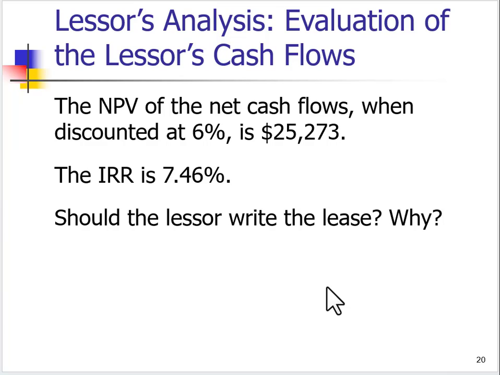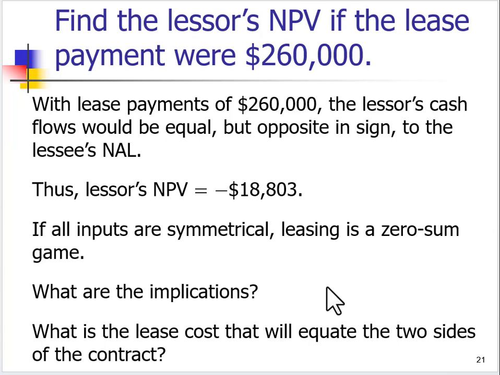So maybe this person says, look, 300,000 is what I want. The lessee says, no, I'll pay the 260. Say, no, I need a little bit more. So maybe negotiation gets the 280,000 that the lessor actually wants.